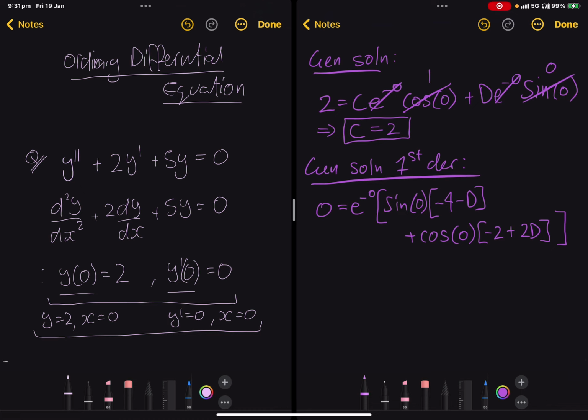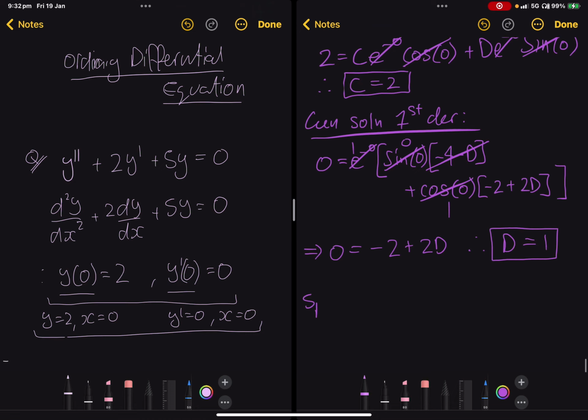Now from this, we should be able to get d. Cosine of 0 we know is 1. Sine of 0 we know is 0. So this actually goes away. E to the 0 we know is 1. So this gives us 0 is equal to, the only thing remaining is minus 2 plus 2d. This tells us that d is equal to 1. So in fact, c equals 2, and d equals 1.